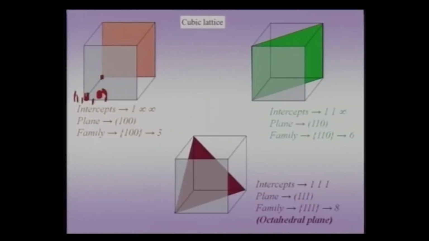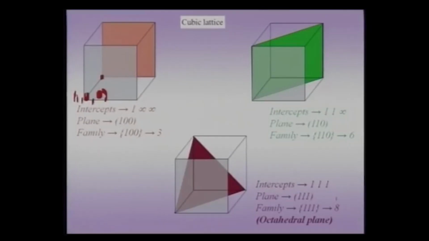The intercepts for this plane are 1, 0, 0 along the x axis, 0, 1, 0 along the y axis, and 0, 0, 1 along the z axis. So my intercepts are 1, 1, 1, the reciprocal of intercepts will be 1, 1, 1, and therefore I will put these kind of brackets to show that it is a set of planes and the Miller indices for it. The family of planes will be shown by these brackets, it is 1, 1, 1, and there are 8 members in this family, and therefore I call this the octahedral plane.